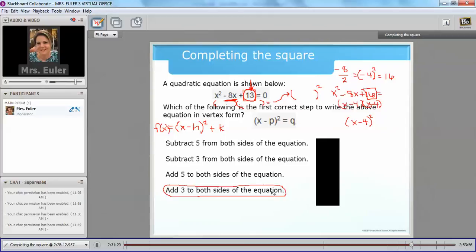Because remember, what we do to one side of the equation, if we add 3 here to make this 16, then we have to add 3 to the other side to keep it balanced. If we just add 3 to the 13, we've changed the problem completely. But if we add 3 to the 13 and also add it to the other side of the equation, it is still balanced. It has the same value as the original equation. That's the idea behind this completing the square.